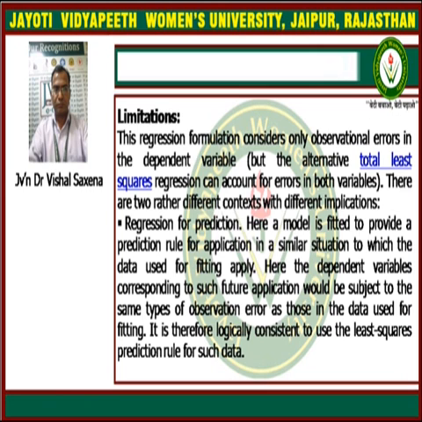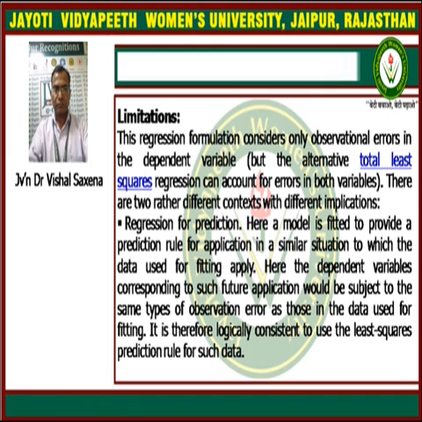The least square method also has some application limitations. So what are the limitations of the least square method? Now we see that the regression formulation considers only observational errors in the dependent variable, but the alternative total least squares regression can account for errors in both variables. There are two rather different contexts with different implications.